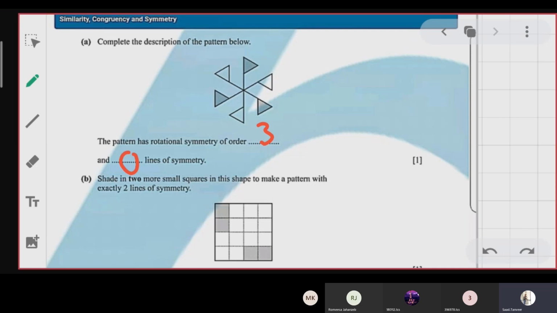Okay. Now the examiner is saying shade two more small squares in the shape to make the pattern exactly two lines of symmetry. अच्छा, by the way, ignore this part number B. What if I ask you कि how many lines of symmetry this shape right now is having? तो मुझे बताओगे कि भाई इस शेप की exactly इस वक्त कितनी line of symmetries है? How many lines of symmetry does this shape have right now? Anyone?